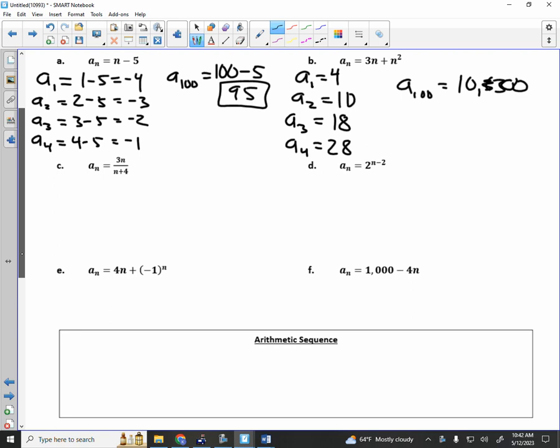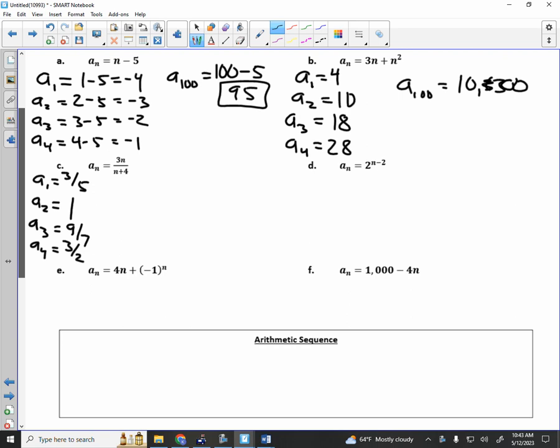Now, look at what happens here. This is kind of interesting. If you do a sub 1, we get what? 3 over 5. If you do a sub 2, you get 6 over 6, so you get 1, right? And then the third term you get 9 over 7. And then the fourth term you get 12 over 8, which is 3 halves.